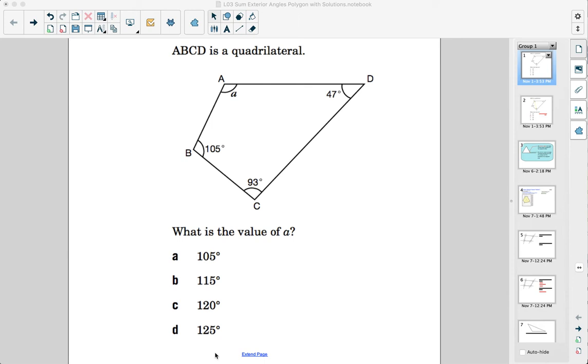Welcome back to Grade 9 Applied Mathematics. Continuing our work in Unit 9 Geometry. We're down to 2 lessons to go on the entire course. This one is Lesson 3, and we're going to be looking at the sum of exterior angles in a polygon.